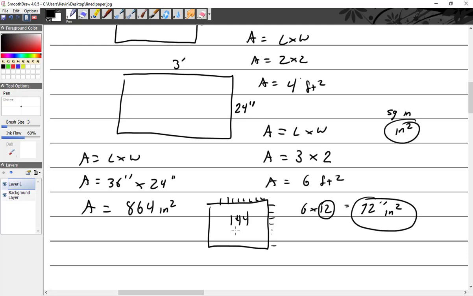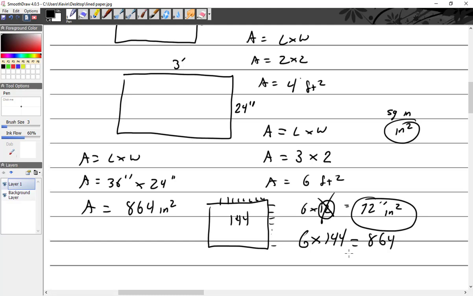So there are 144 square inches for every square foot. So you don't multiply it times 12. It'd be 6 times 144 if you're going to do it that way, and 6 times 144 would be 864. See what I'm saying?